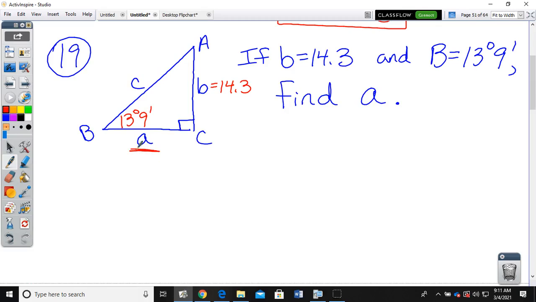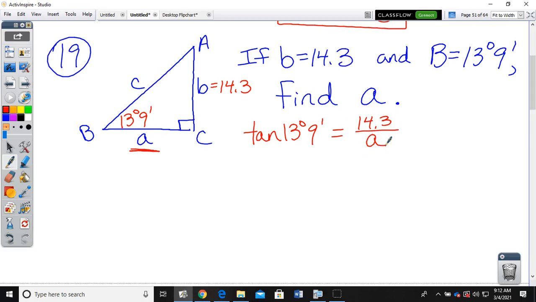So here's the angle. You have to know what angle you're dealing with to know what's opposite and adjacent. What sides did they give me? They did not give me the hypotenuse. They gave me the opposite, and I'm looking for the adjacent. What uses opposite and adjacent? Tangent. So tangent of 13 degrees 9 minutes. Everybody's clear how to put the degree and minute sign in your calculator? Second apps, they're 1 and 2 right there. That's going to equal the opposite, 14.3, over the adjacent, A.